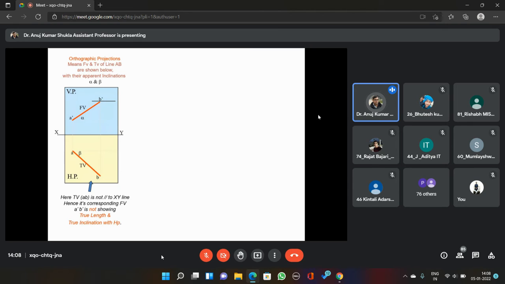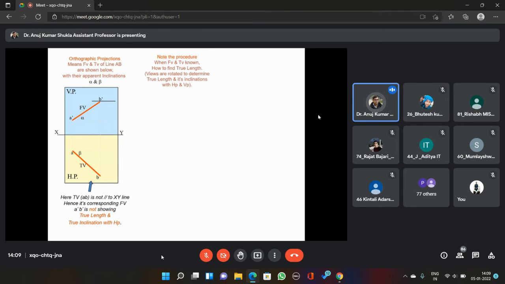Here TV is not parallel to XY line, hence its corresponding FV A dash B dash is not showing true length and true inclination with HP. Is it right? Yes, sir. If it was parallel to any plane, we could have identified the true length, but here not. So what will we do? Note down the procedure.